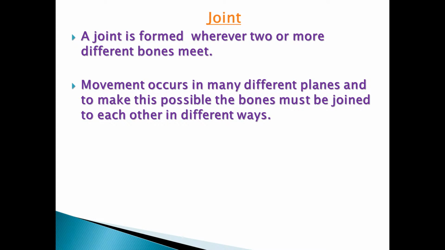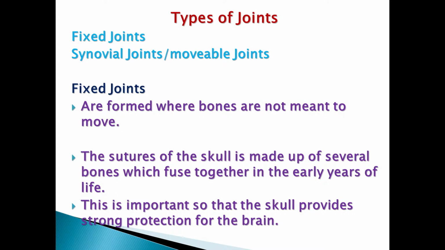Now, as for joints, movement normally occurs in many different planes, and to make this possible, the bones must be joined to each other in different ways. So definitely you cannot have one bone forming a joint, as joints mean two different or more things joined together to form whatever they need to form. So we have types of joints. So we have two main types of joints.